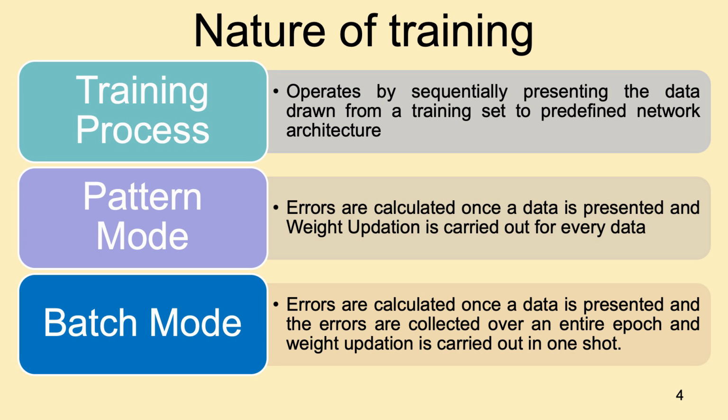What is meant by pattern mode? Here the data are given in a sequential manner, and there are two modes of presenting the data to the model. One is pattern mode, another one is batch mode. So what is the ultimate aim of this particular neural network model? The ultimate aim is to calculate the error between the actual output as well as the target, right?